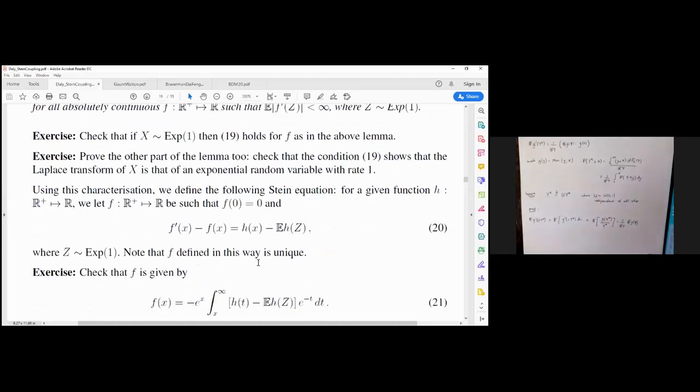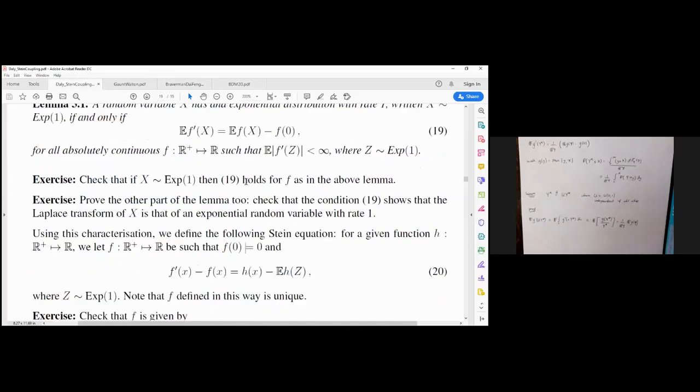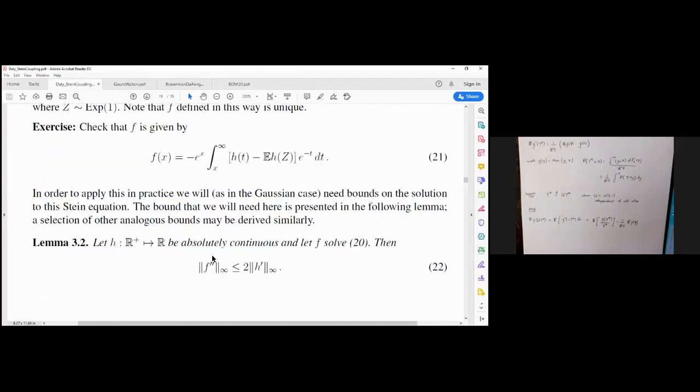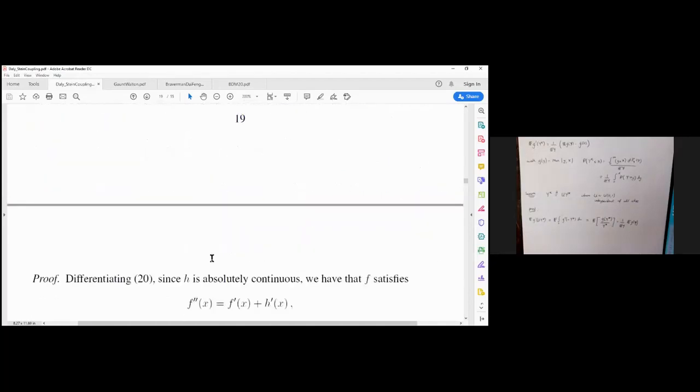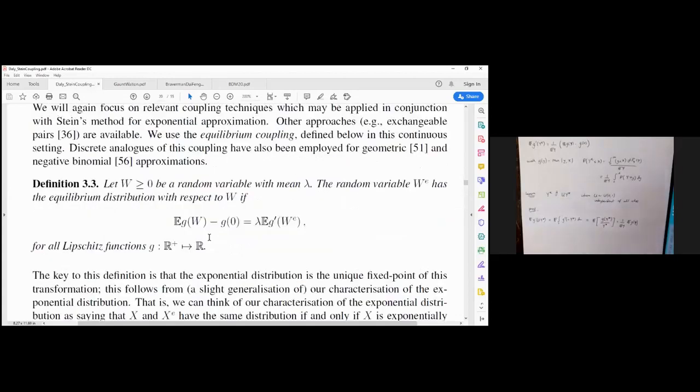And then we use this equilibrium coupling to give us a way of writing that down. Again, the definition of that equilibrium coupling is very much motivated by the characterization of my exponential random variable and the related Stein equation. So we defined it in such a way that I can rephrase my characterization as saying that I have an exponential random variable if and only if this equilibrium transformation doesn't change the random variable that I started with. So that's equivalent to being exponentially distributed.